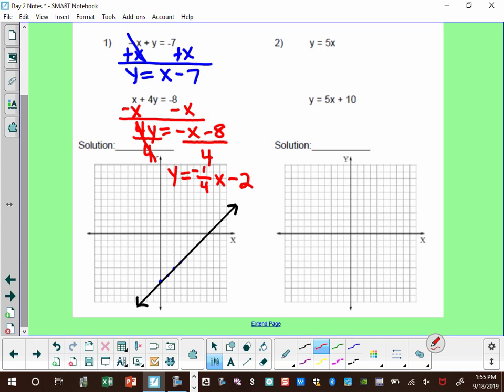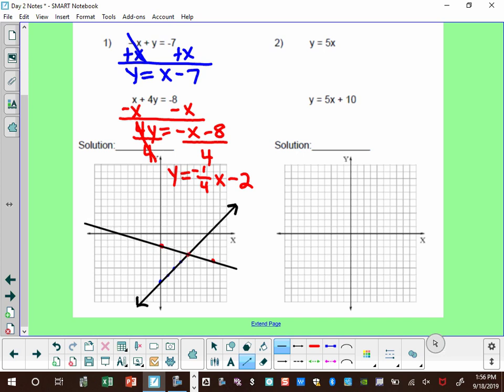So based on what we did last class, what is my y-intercept? Negative 2. And my slope tells me to go down 1 over 4. So down 1 over 1, 2, 3, 4. Down 1 over 1, 2, 3, 4. So I'm going to sketch this line here. Pretty good line.